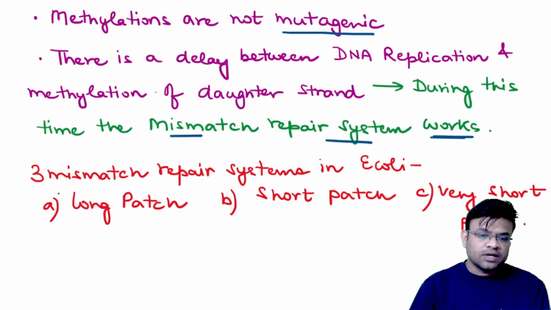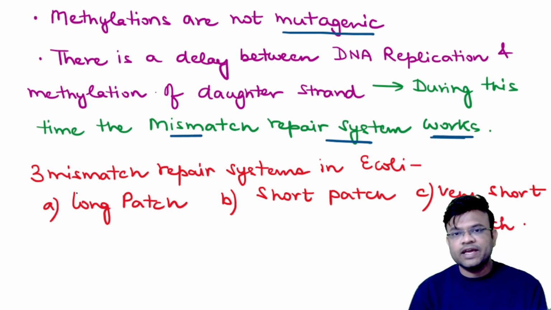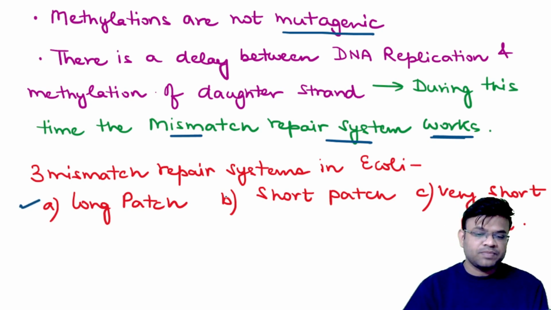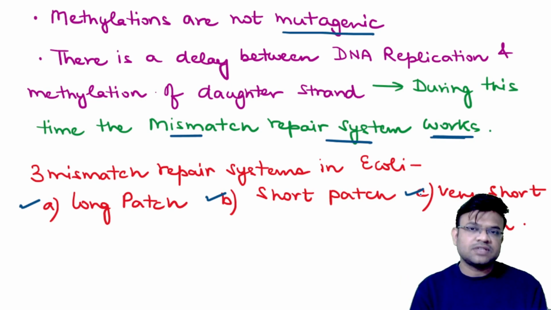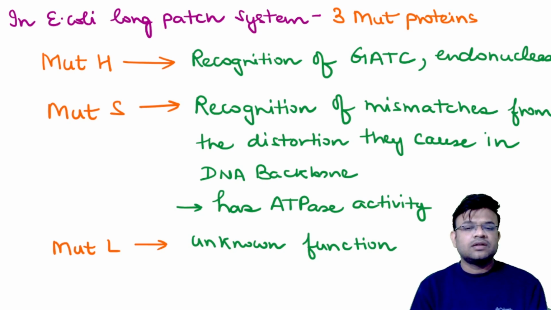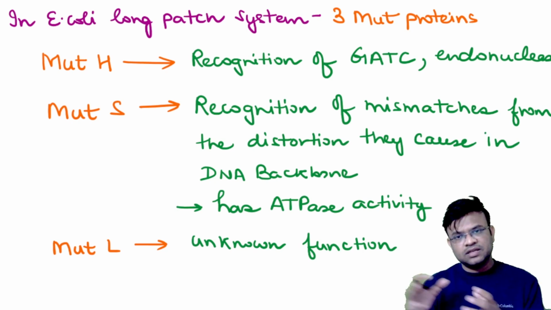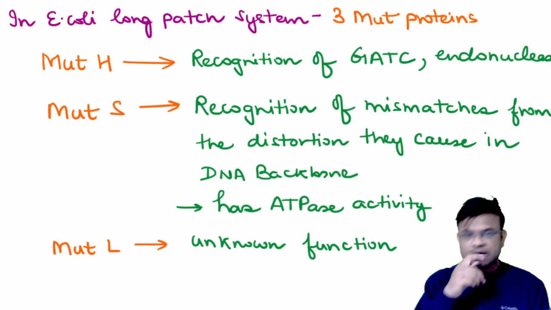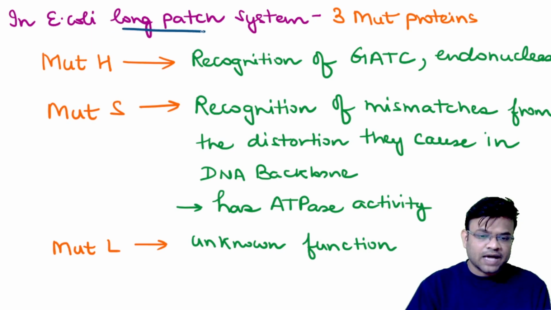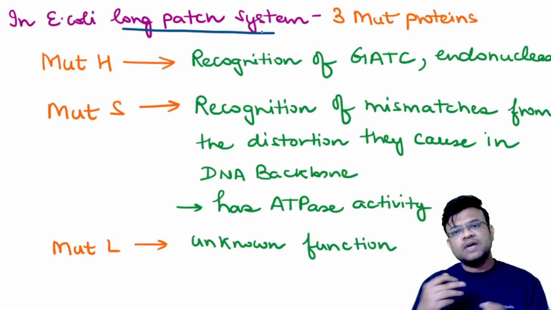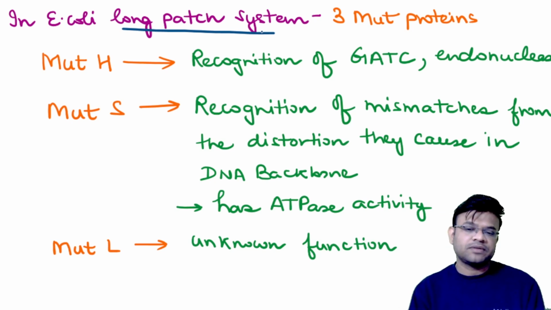Now, 3 mismatch repair systems in E. coli have been identified: long patch repair system, short patch repair system, and very short patch repair system. What we will be discussing majorly is the long patch system, which is more often asked and is an important part of our syllabus. So I would be talking about how the mismatch repair system functions in long patch repair.